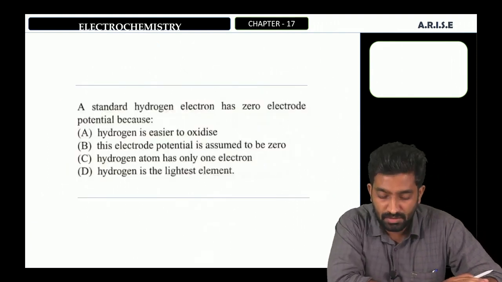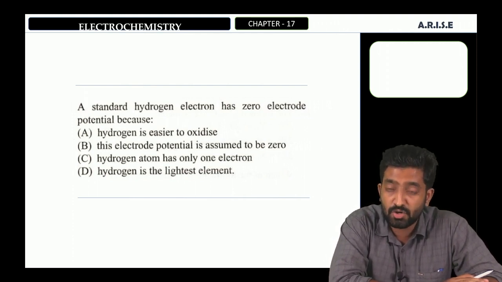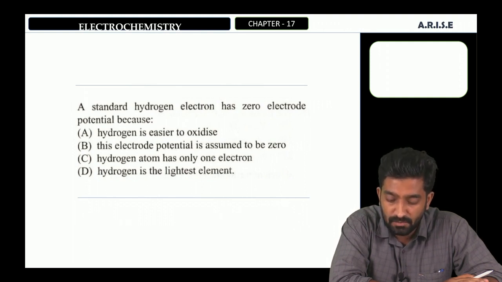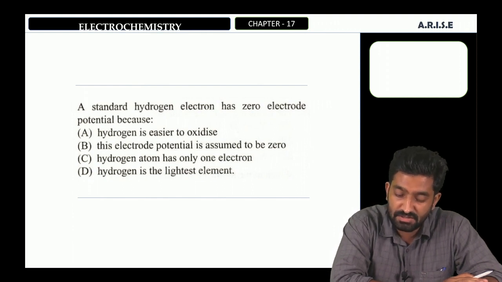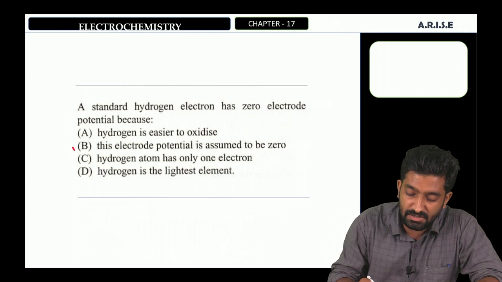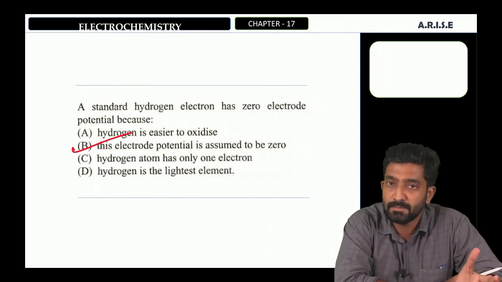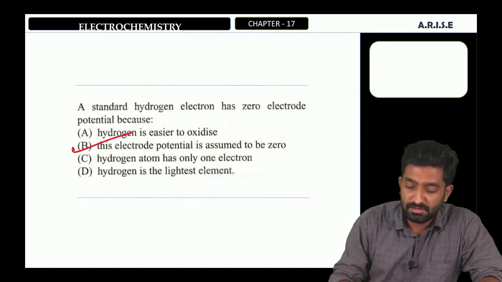Then the next one. The standard hydrogen electrode has zero electrode potential because hydrogen is easier to oxidize. This electrode potential is assumed to be zero, and hydrogen atom has only one electron. Hydrogen is the lightest element. Okay? The reason is the electrode potential is assumed to be zero. That is, our correct answer is option B. Standard hydrogen electrode has zero electrode potential because the potential is assumed to be zero. That's the reason. Okay? It's a simple question. Then we can go to the next question.